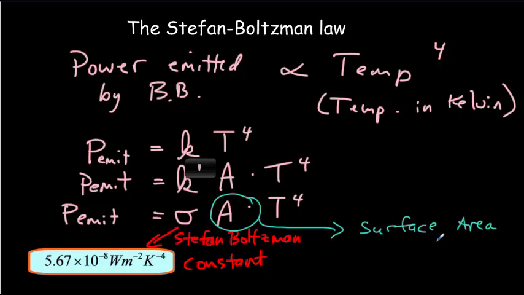and we're primarily going to be dealing with planets or the sun, so most of the objects we're talking about will be spherical. So for a spherical body, the surface area is going to equal 4 times pi times the radius squared. So you take any spherical black body, tell me its temperature and its radius, and I'll be able to tell you how much power it's going to emit.